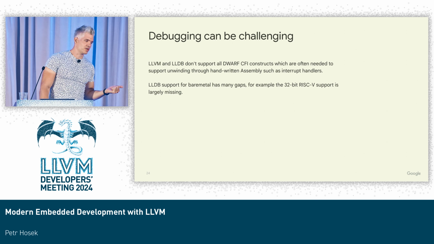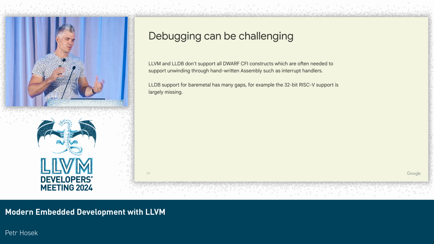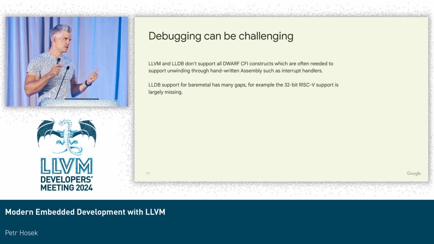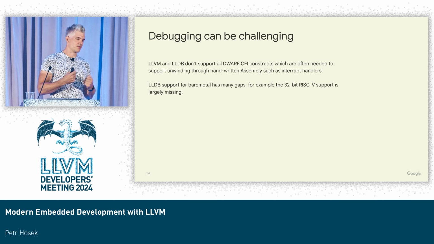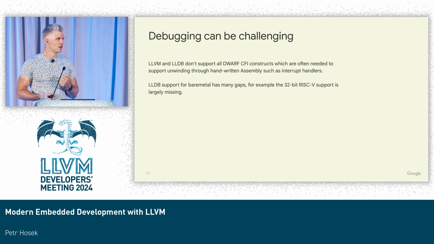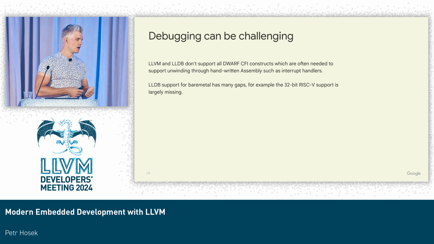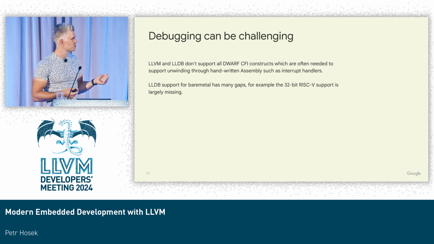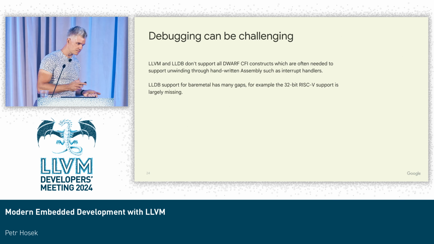Debugging can also be challenging. One of the things that we've noticed is that right now LLVM and LLDB don't support all of the DWARF CFI constructs. This can be a problem, especially when you are dealing with handwritten assembly in places like interrupt handlers, if you want to support unwinding, which we actually occasionally run into when doing embedded development. LLDB support for remote debugging also has some gaps. For example, the RISC-V 32 support is currently mostly absent. It's something that we would like to improve.